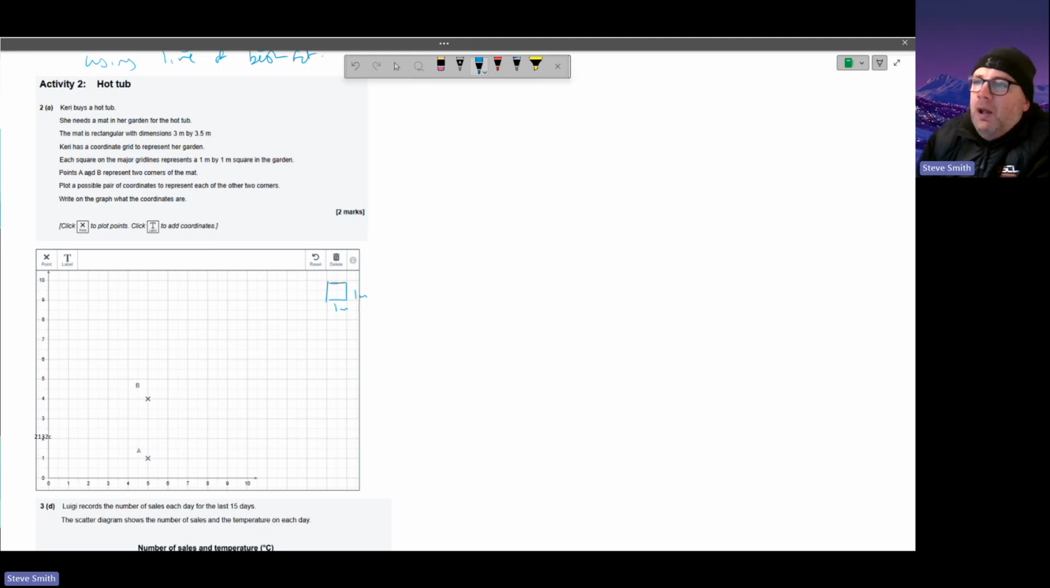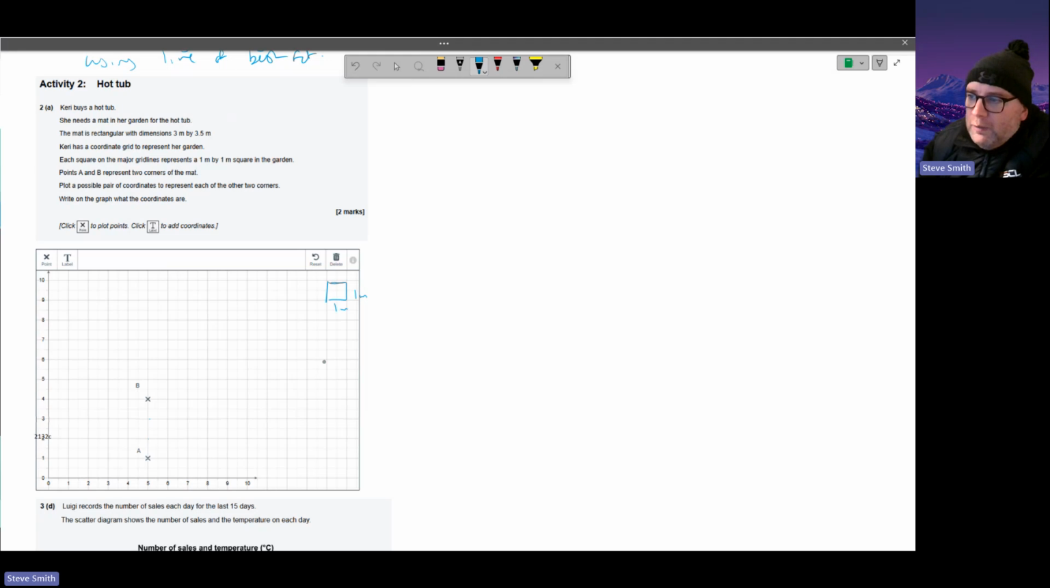Okay. Point A and point B represent two corners of the mat. Plot a possible pair of coordinates to represent each of the other two corners. Write on the graph the coordinates. Right, so we can see it's 3 by 3.5. By this judgment here, we can see that's 1, 2, 3.